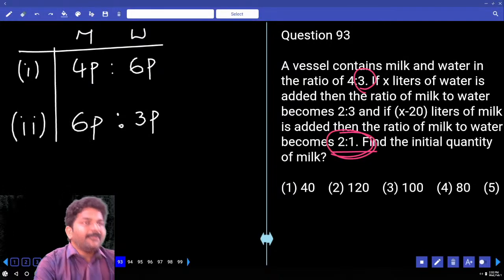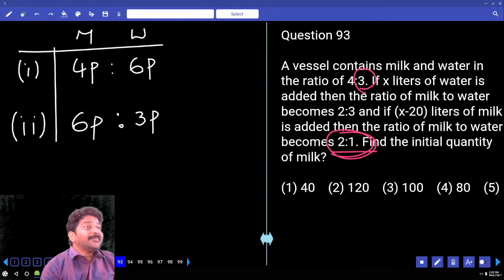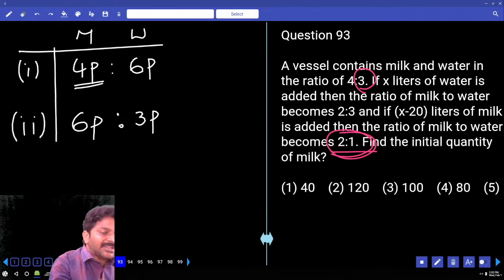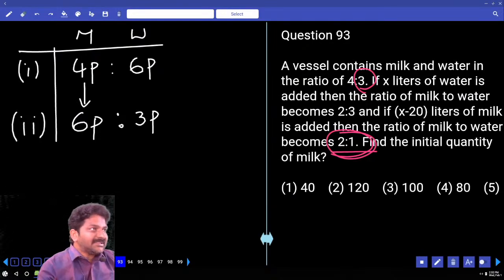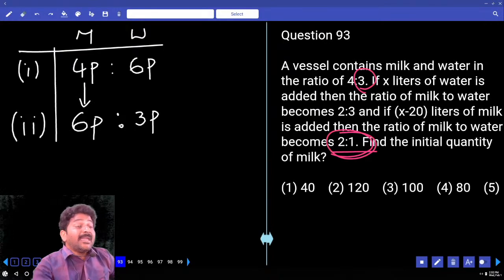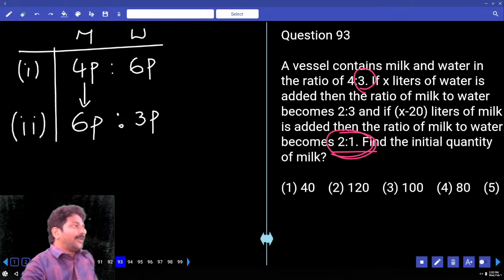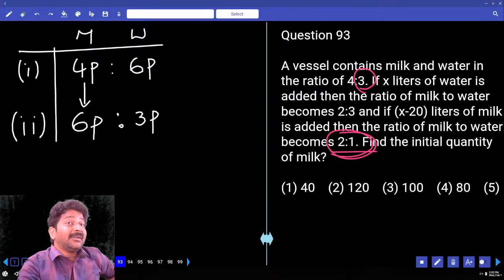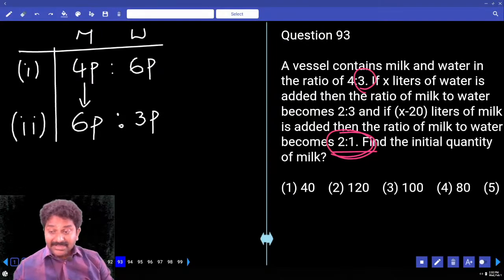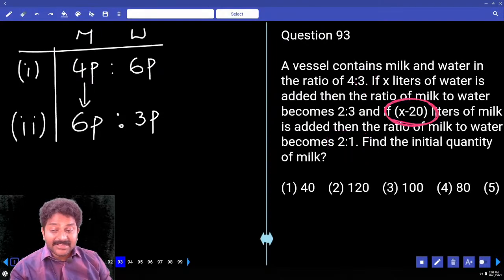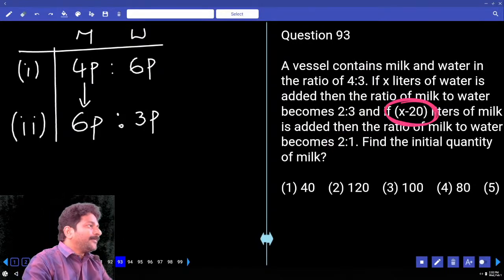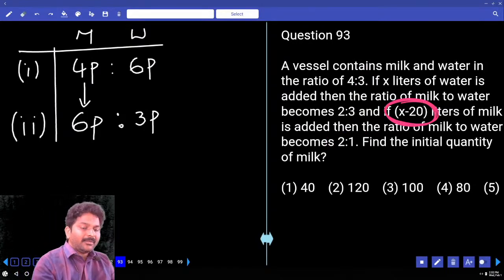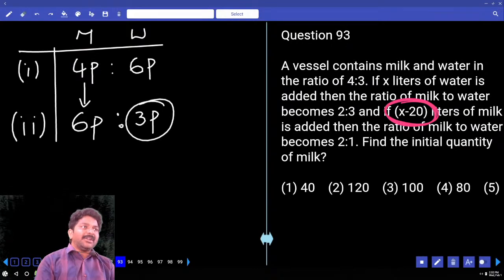Correct? First case, which is constant? Milk. So initial milk is 4 parts. That becomes how many parts? 6 parts. How many parts increased? 2 parts. Why? There is a change in milk component. Why is there a change in milk component? Because x minus 20 liters of milk is added. Correct?